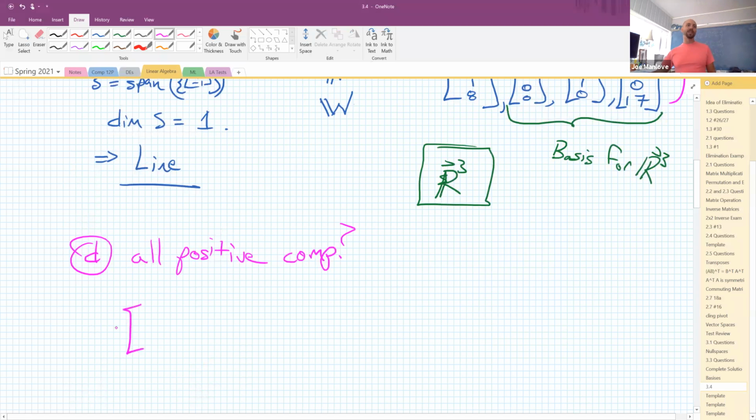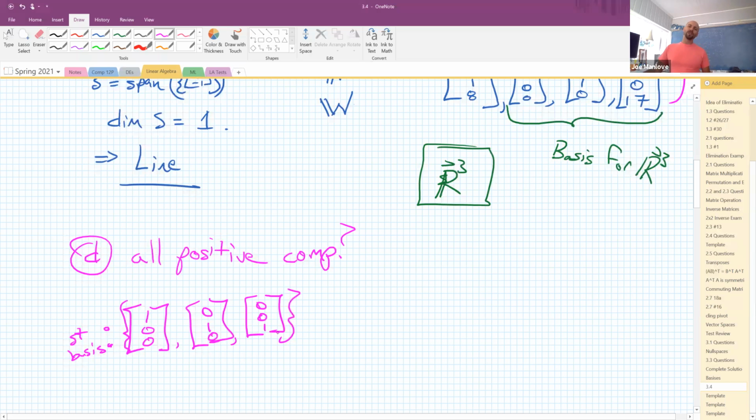So if I think about this standard basis, right? Couldn't you just do the same thing as before? I mean, I feel like maybe I could, right? Oops, that's not the second standard basis vector. Do these have all positive components? Oh, no.